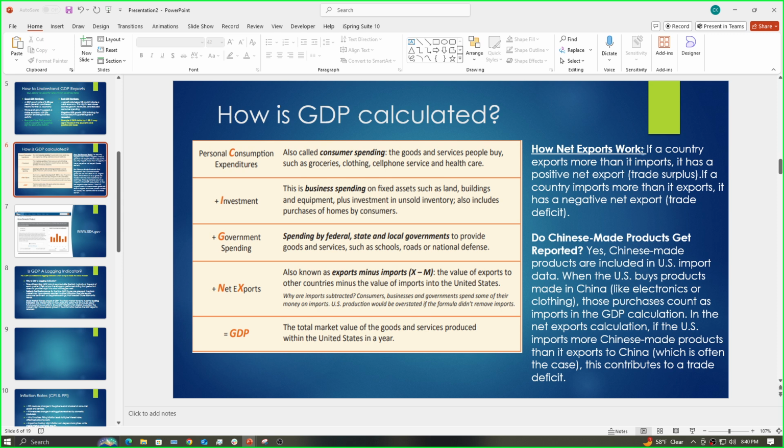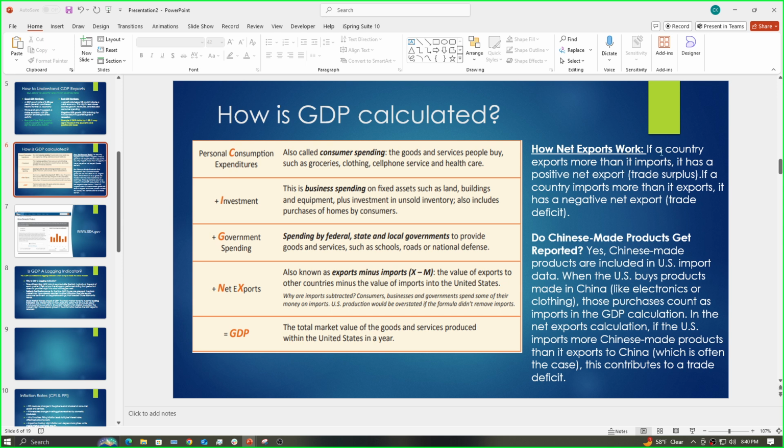All right. So if a country exports more than it imports, right? So if the United States exports more than it imports, it has a positive net export, a trade surplus, right? So if a country imports more than it exports, it has a negative net export. So that means a trade deficit, right? So you probably hear that term a lot, trade deficit, a deficit, right?